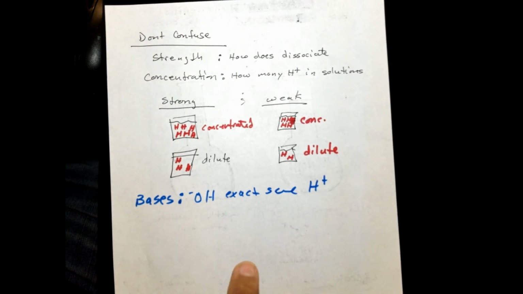So when you're talking about bases, it's the same thing when we talk about strength. How much does it dissociate? How many hydroxides go in solution? When we talk about concentration, how many hydroxides are actually in solution? So just remember, bases are the exact same as acids, but instead of hydrogen, we're using hydroxide.